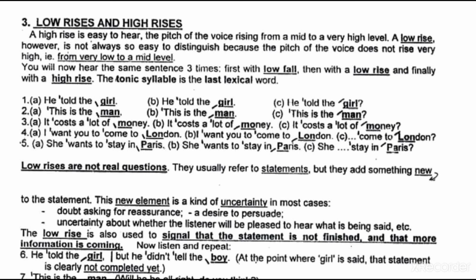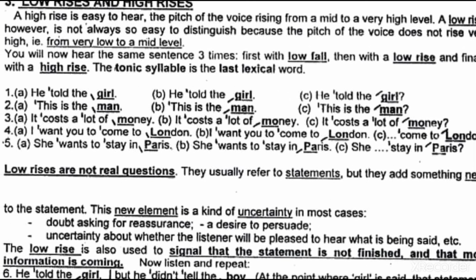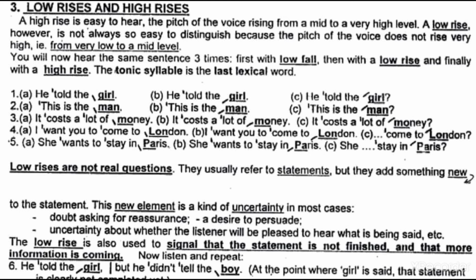In the following statements, you will hear the same sentence 3 times. First, with a low fall, A. Second, which is B, with a low rise, and finally with a high rise, which is C. Notice that the tonic syllable is always in the last lexical word. So we start the sentences together. It is the same sentence, but each time we pronounce it in a different tone.